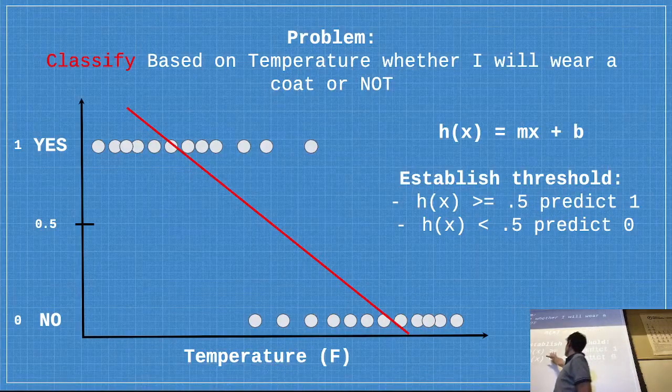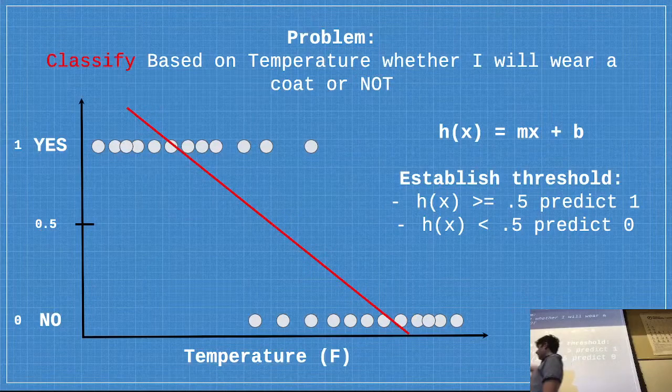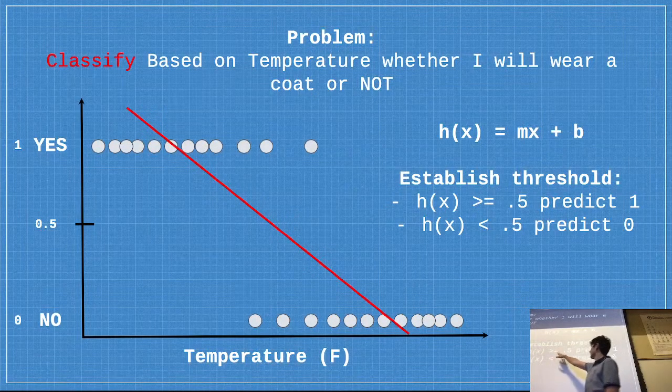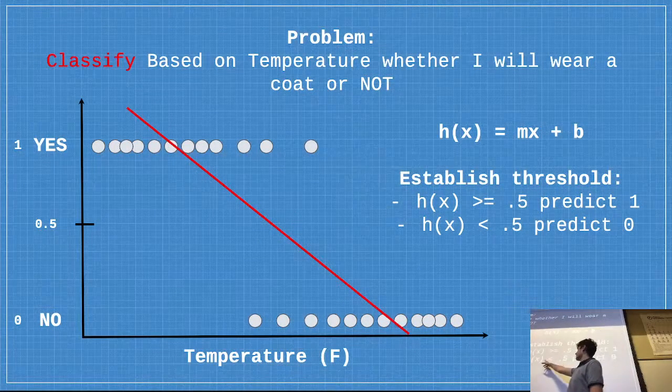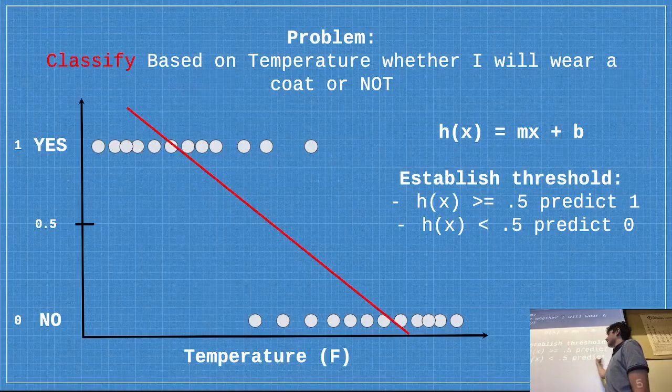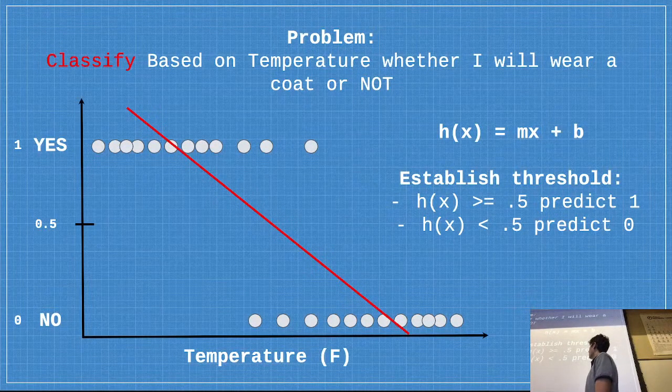If h of x is greater than or equal to 0.5, predict 1. And this y-axis is just the probability of me wearing a coat or not. So if h of x is greater than or equal to 0.5, predict 1, meaning if this function is greater than or equal to 0.5, I'm going to say yes, I'm wearing a coat. And if h of x is less than 0.5, let's predict 0: I'm not going to wear a coat. And so we attribute these 1 and 0 labels based on this threshold of 0.5.